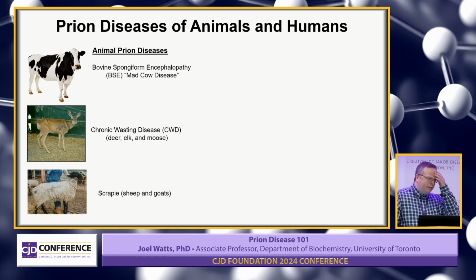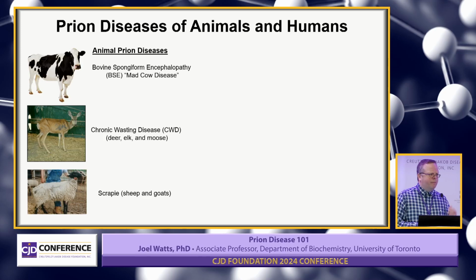So Brian didn't really talk about this, but it's important to note that prion diseases not only affect humans. Obviously, we're all here because CJD or other human prion diseases have affected us one way or another, but these are also diseases that are found in animals. And the three major ones are bovine spongiform encephalopathy, or more colloquially known as mad cow disease, chronic wasting disease of deer, moose, and elk, and then scrapie in sheep.